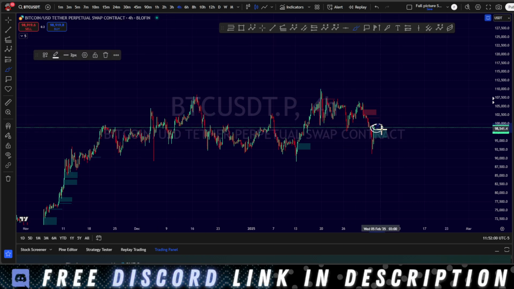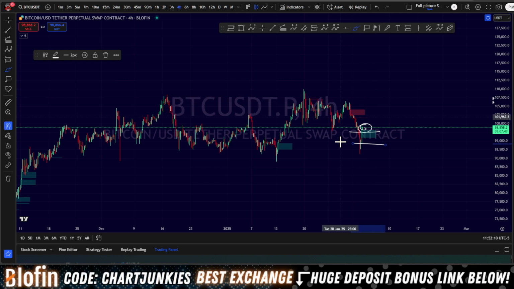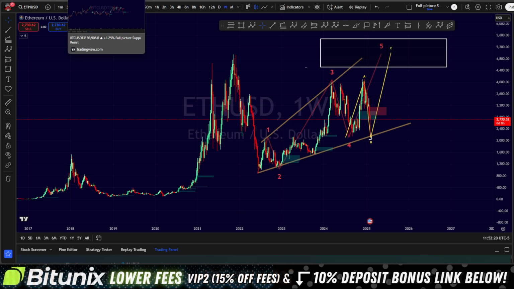Also, I have a trade setting up right now on the smaller time frames, so I'm going to show you guys this trade setting up to hopefully catch, if you aren't long already, the rest of this move up to the all-time high. So stick with me. Ethereum's chart is super important. I don't think anyone else is looking at Ethereum like this, but Chart Junkies is.